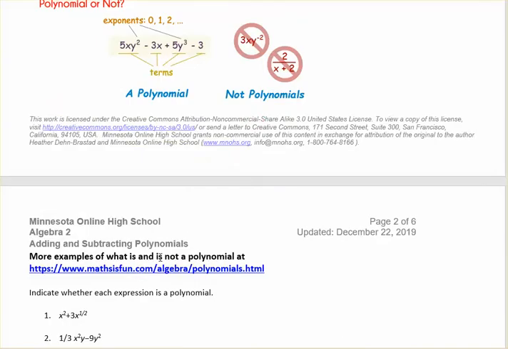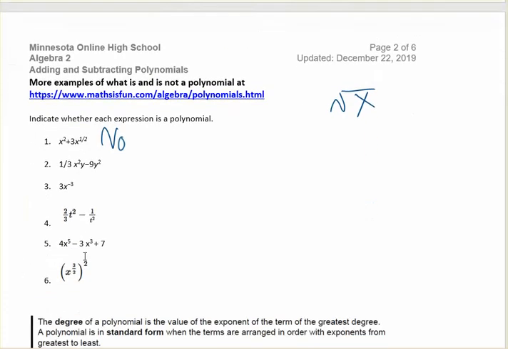So if you have an exponent that is a fraction, like x to the 1/2, that's the same as the square root of x. You probably remember from earlier. And that it would not be a polynomial. So if it has a square root, it would not be a polynomial. So this one would be no. You just have to say yes or no for 1 through 6.